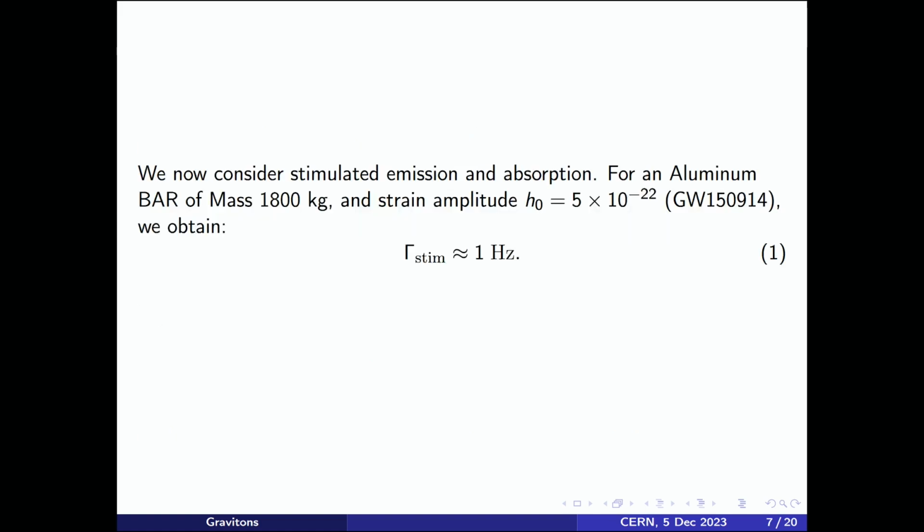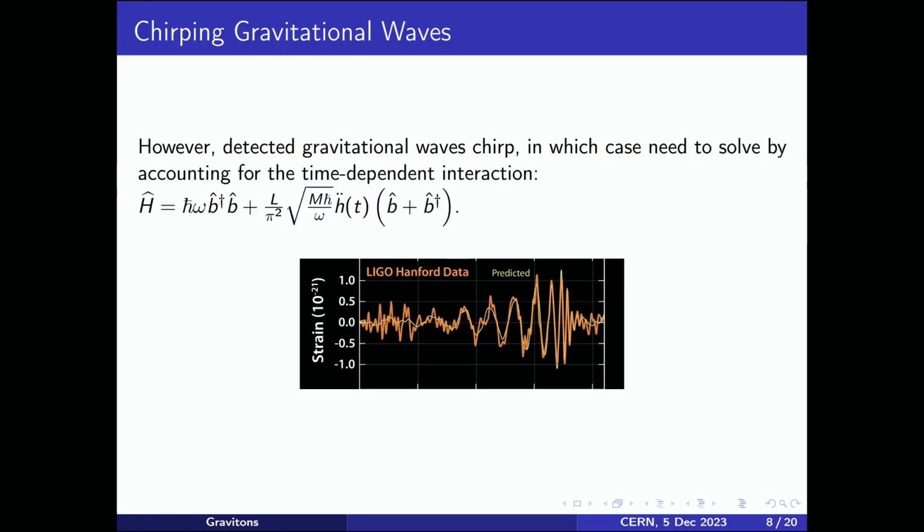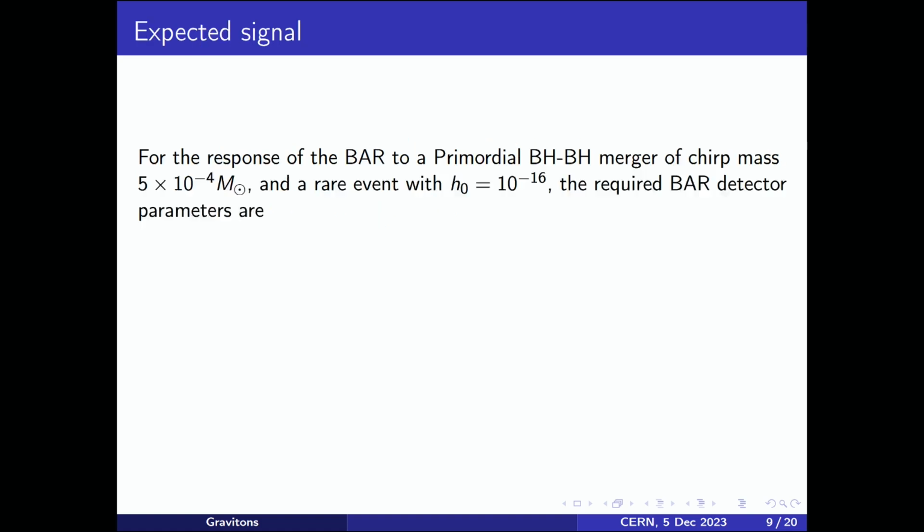But now if we look at stimulated emission and absorption, so we look at a Weber bar close to what Joseph Weber had prepared and a strain amplitude close to what LIGO has detected, we obtain 1 hertz. So this really brings close to reality the possibility of witnessing the exchange of single gravitons between a gravitational wave and quantum matter in a controlled earthbound experiment. However, this rate that I just showed you assumed resonance over a long duration.